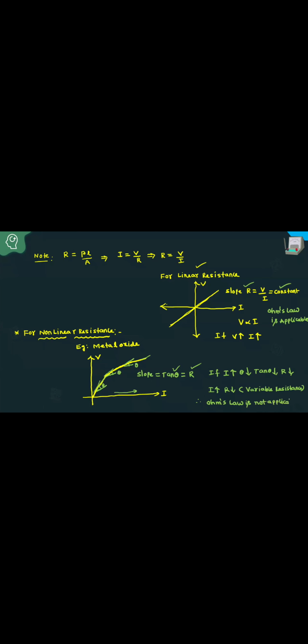Take the example of diodes. Diodes have a non-linear behavior. They have non-linear characteristics, so you don't apply Ohm's law. Even metal oxides have non-linear characteristics. That's why you don't apply Ohm's law. Clear, students?